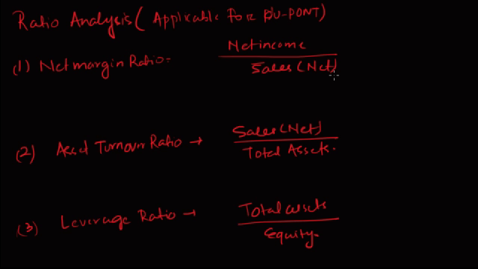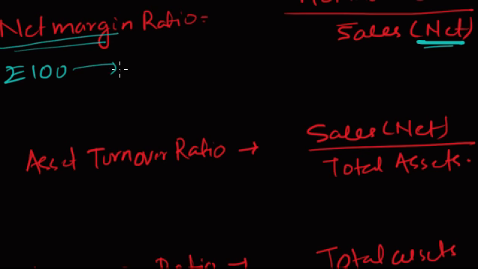Net margin ratio is primarily, as you can see in the slide, net income divided by the sales. I took net, which means it's net of returns. Obviously it's net of returns. So what does the net margin ratio actually say? For example, if the entity is able to make a sale of rupees 100 and the net margin ratio is 10%, which means the net margin is 10, it specifies that for every 100 rupees of sale, the entity is able to generate 10 rupees for the shareholders of the company after deducting all the expenses.